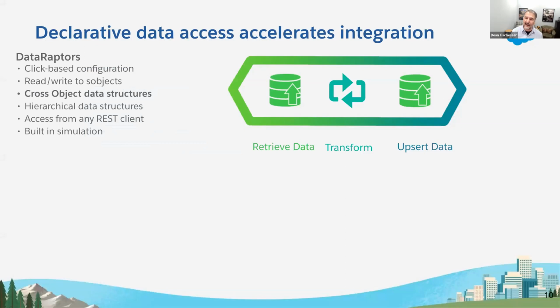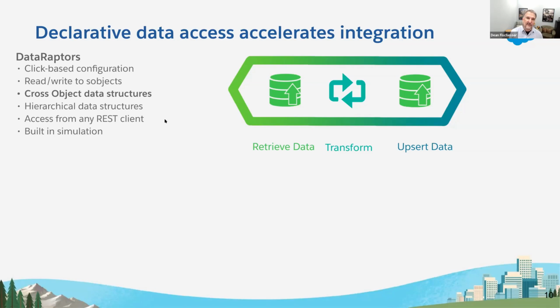Data raptors, a couple key takeaways. We won't see a lot of detail about data raptors today, but I think Mark will show a data raptor, and then we'll go into seeing a demo of a flex card in an OmniScript. A couple key things to take away from the data raptors: again, cross-object data retrieval or update, as well as hierarchical data that you can retrieve through a declarative user interface.